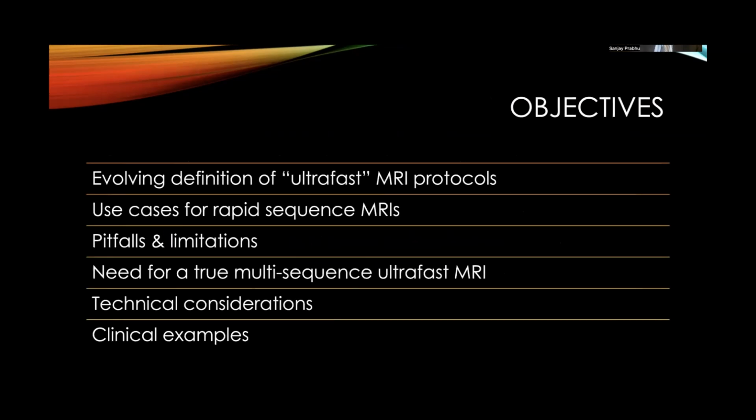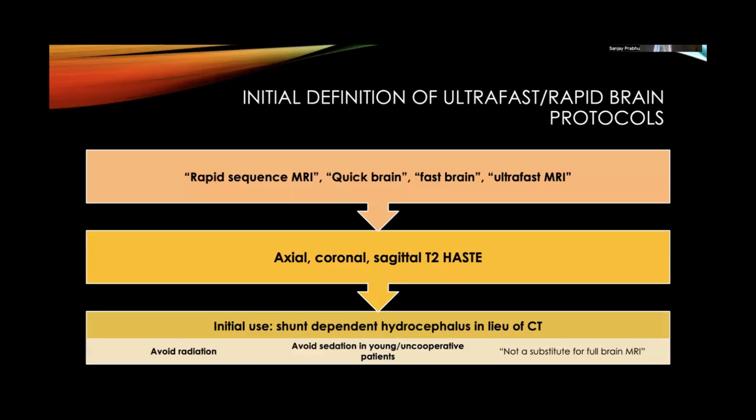The objectives of the talk are to discuss the evolving definition of what we mean by ultra-fast MRI protocols, talk about some use cases for rapid sequence MRIs as this stands today, talk about some pitfalls and limitations of these studies, and then discuss the need for a true multi-sequence ultra-fast MRI, which will become the future of all MRI brains and spines, in my opinion, and technical considerations that can help us get to this dream, and then finally clinical examples of these ultra-fast MRI protocols being used in practice currently.